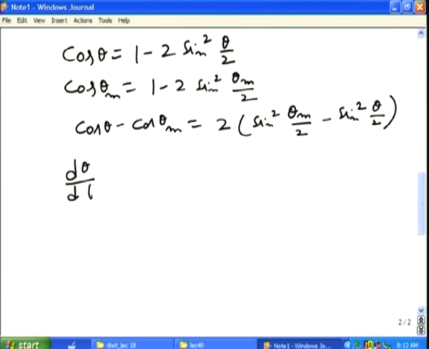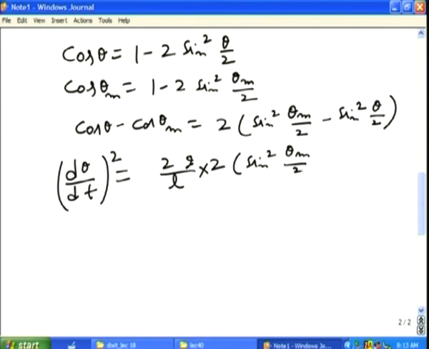d theta by dt whole square is equal to 2g by L (cos theta minus cos theta m). In place of that, this can be written as 2 times (sin square theta m by 2 minus sin square theta by 2).